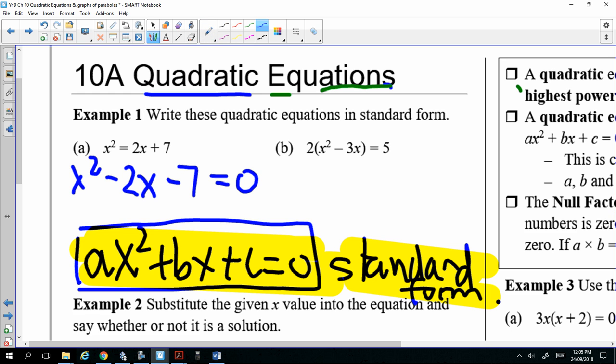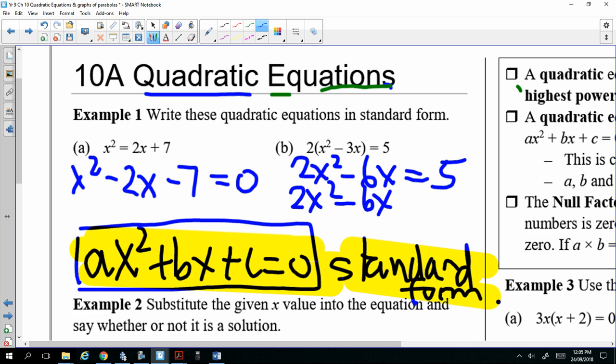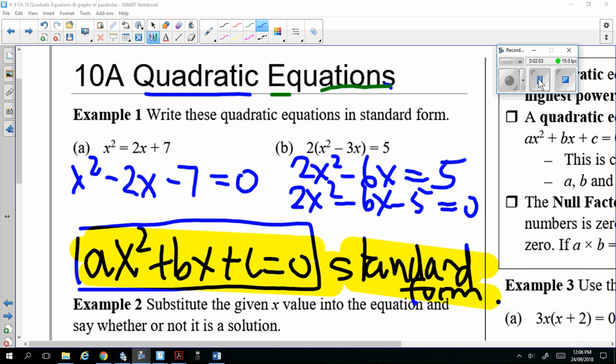The next one, what you need to do is to expand first. 2x squared minus 6x equal to 5. And then what do we do next? We move all terms to the left, right? You can move it to the right, but it's better to write on the left because we prefer to have the 0 on the right side rather than the left side. All right, that's good. Any question? Okay. All right, next one.